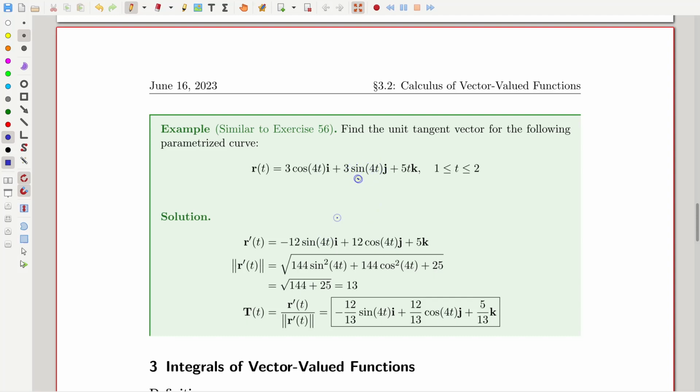Derivative of sine of 4t is going to be 4 cosine 4t. So you get this, and then 5t is going to be 5. So that is the derivative. That is r prime of t. Next, you take the magnitude.